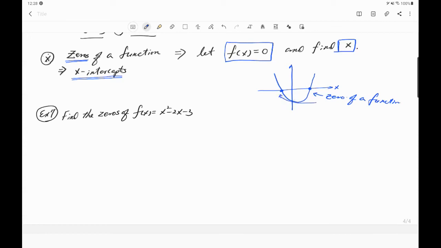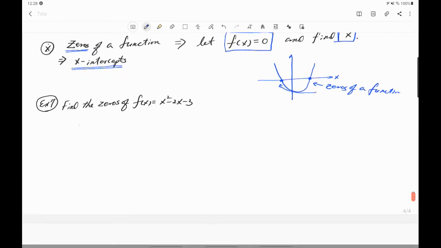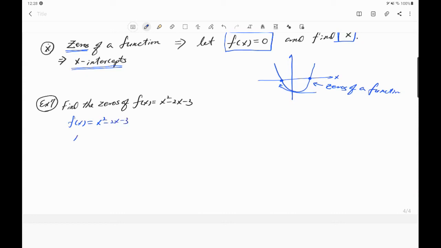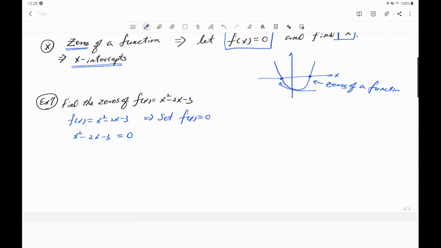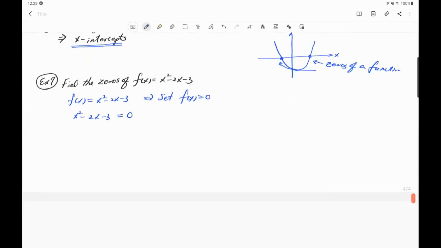All right, zeros of the function. Zeros of the function means find the x-intercept. How do you find the x-intercept? Set y equals 0, and then solve for x. All right, so we want to find the zero of the function. So what we're going to do is make the function equal to 0. So set f of x equal to 0. That means this trinomial is equal to 0. So let's find x.